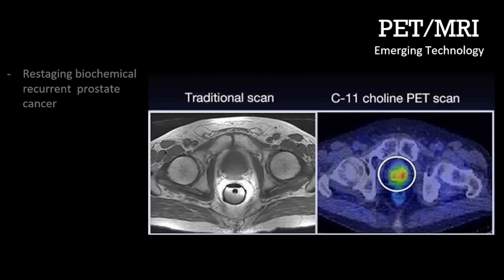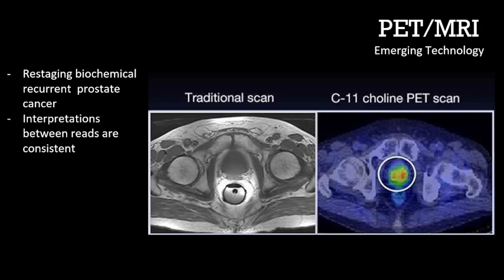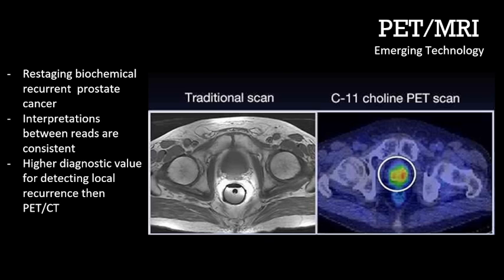C11-choline PET-MR is a robust imaging modality for restaging biochemical recurrent prostate cancer, and interpretations between different readers are consistent. It provides higher diagnostic value for detecting local recurrence compared to PET-CT, with the advantage of substantial dose reduction. The only drawback is a slightly longer imaging time.